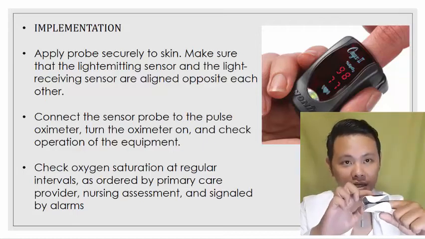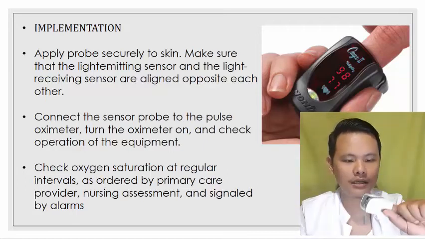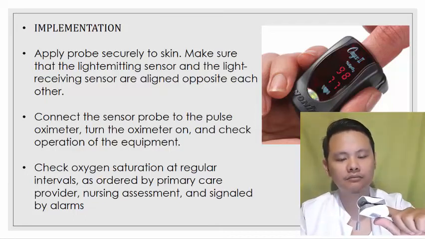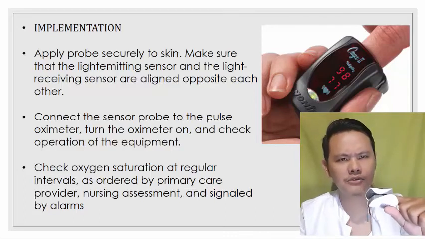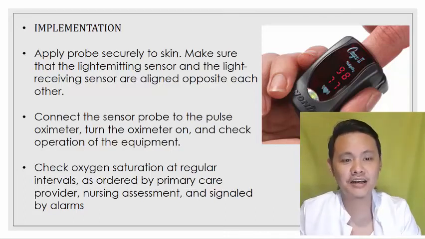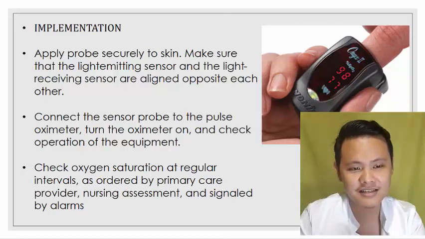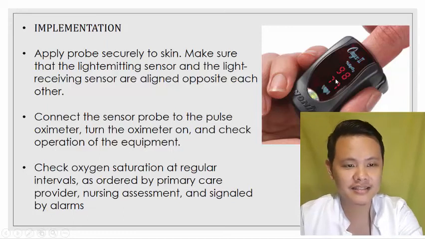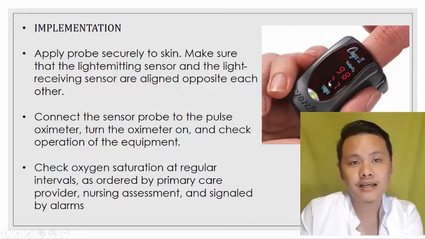Pasensya na, di nyo masyado makita kasi this one doesn't have, what do you call this one? Yung light sa likod. What do you call that one? Okay, or check nyo na lang, doon sa may picture dito sa may taas. As you can see there is actually two sets of numbers. We have 98. That 98 is actually the oxygen saturation and then the 77 is the heartbeat.